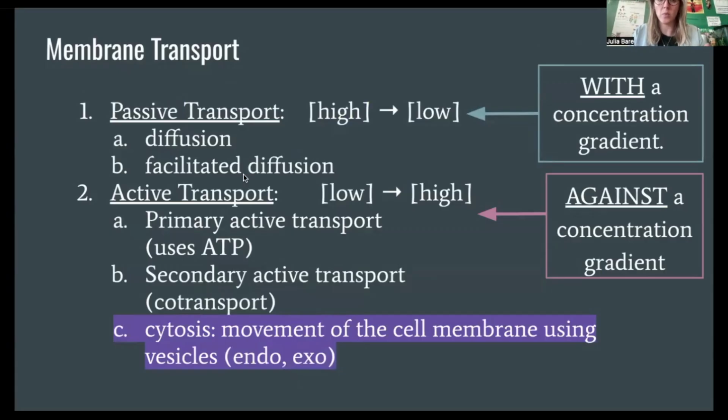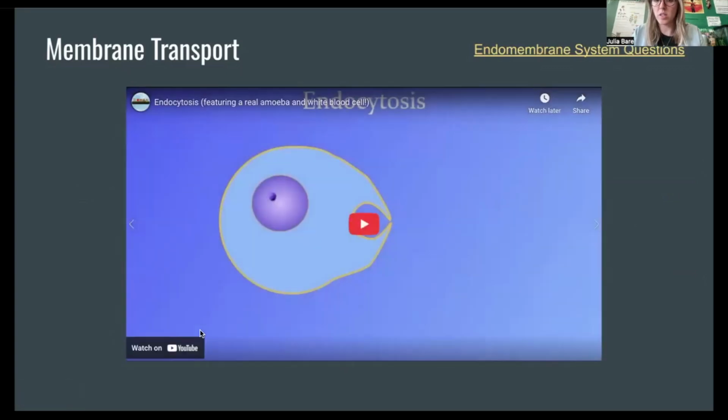So if you've been in my class, we've talked about passive versus active transport. We are going to talk about the end of our active transport segment, which is cytosis, which is movement across the cell membrane using vesicles. So let's take a look at this particular type of endocytosis.